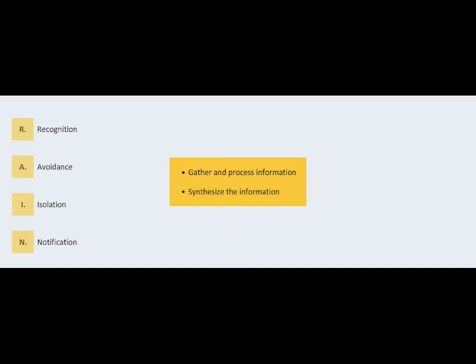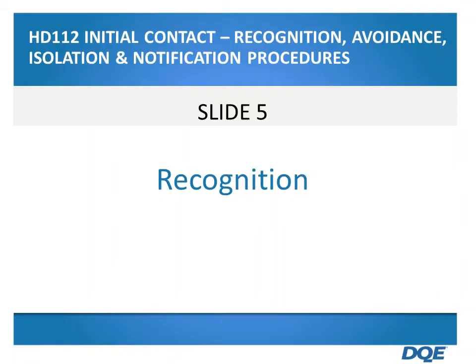The acronym RAIN, which stands for Recognition, Avoidance, Isolation, and Notification, can be used by individuals to quickly gather and process information and to synthesize the information in order to facilitate immediate actions when faced with a contaminated patient at your facility.